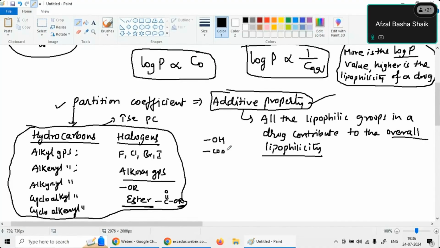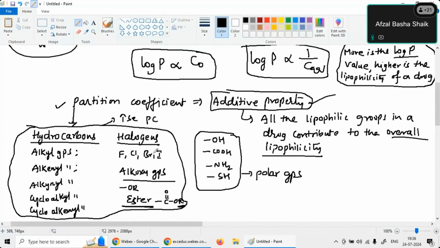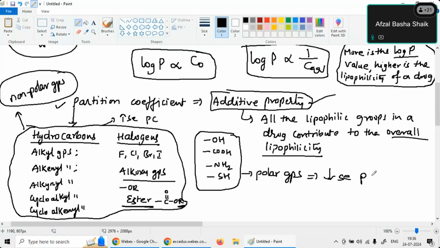OH, COOH, NH2, SH, these are which type of groups? Polar groups. These are non-polar groups. These groups are very much important for you to understand, because based upon this you can assess the properties of the drug molecules, right? These polar groups will increase or decrease the partition coefficient? They will decrease the partition coefficient.